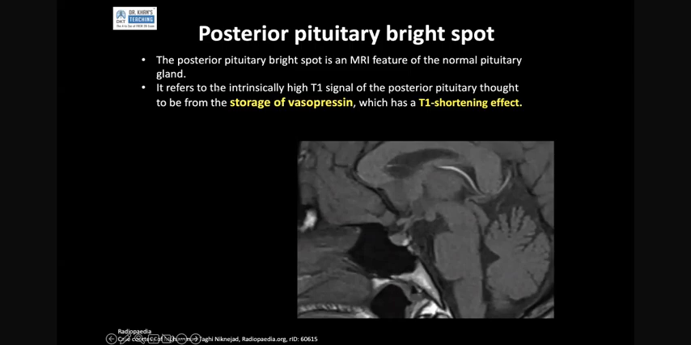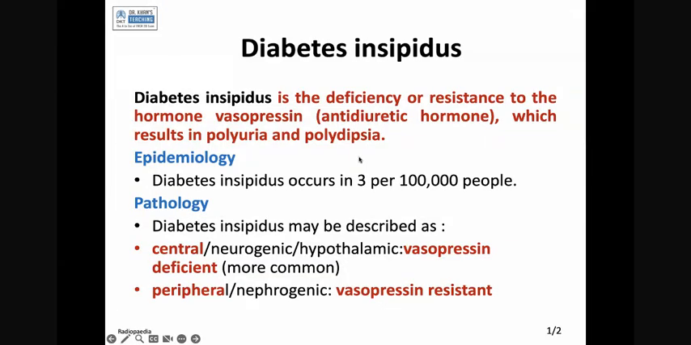And this is the concept again from Radiopaedia. Posterior pituitary bright spot is an MR feature of the normal pituitary gland. It refers to intrinsic high T1 signal in the posterior pituitary, thought to be due to storage of vasopressin, which has a T1 shortening effect, just like hemorrhage or methemoglobin. So what is diabetes insipidus? There can be deficiency or resistance to vasopressin, which is the antidiuretic hormone, which results in polyuria and polydipsia.